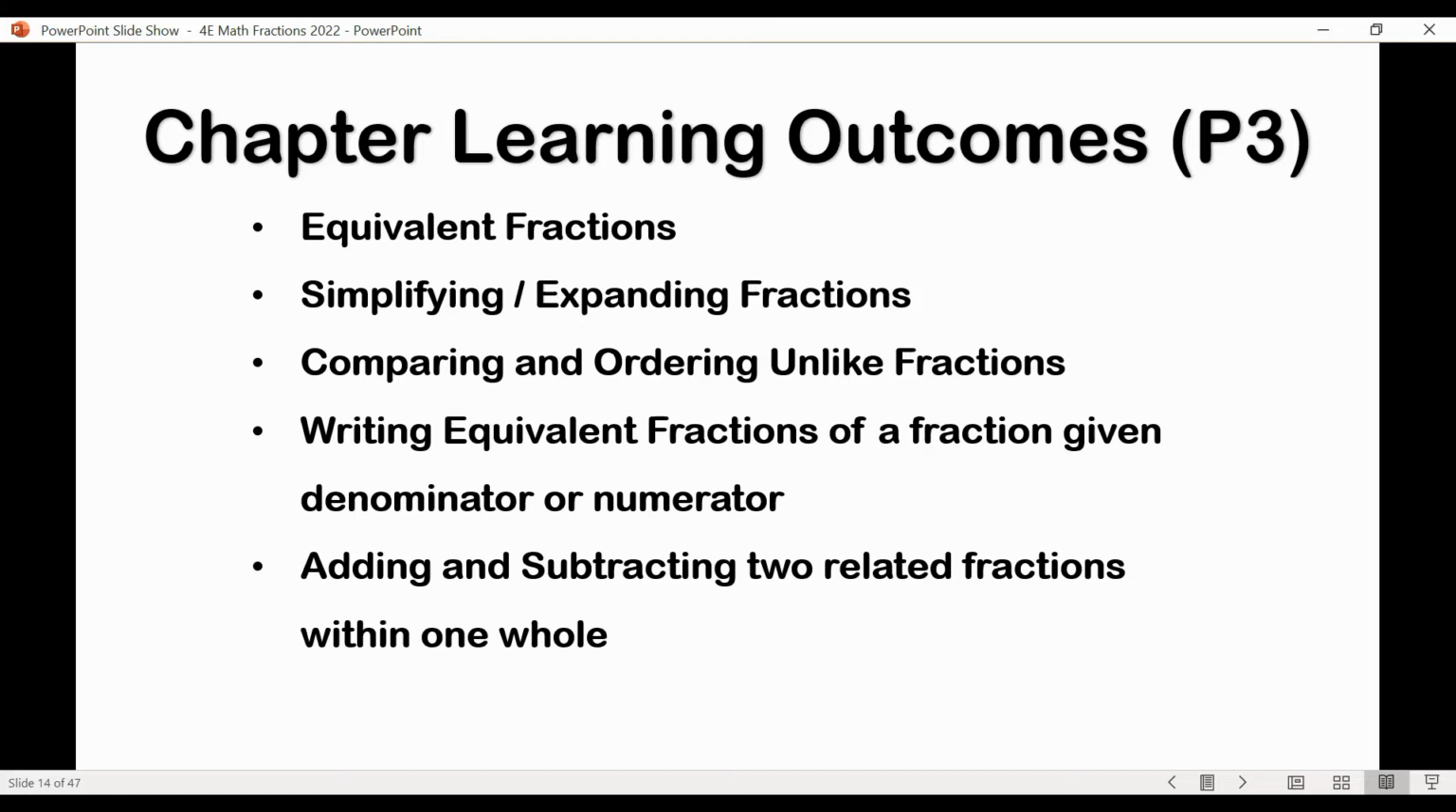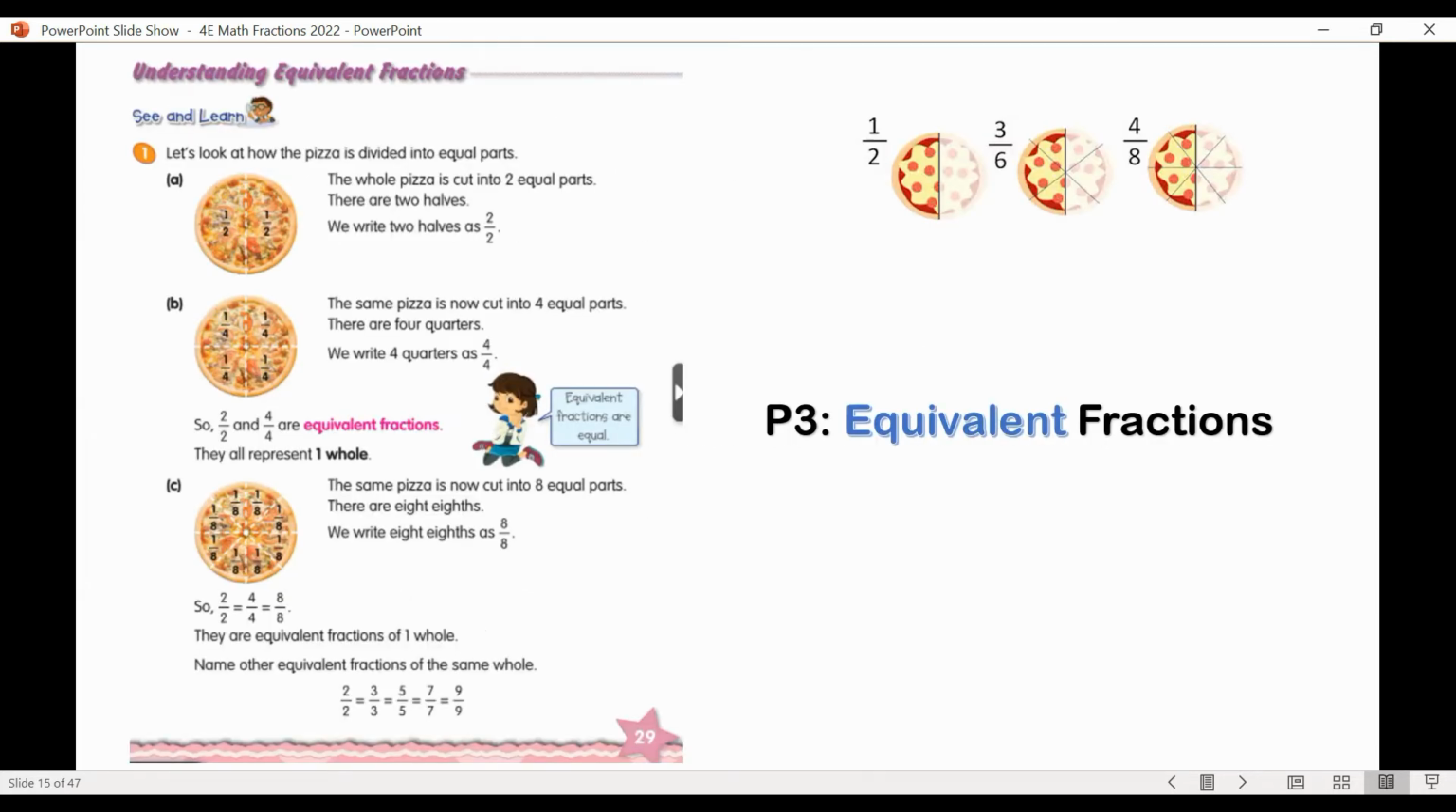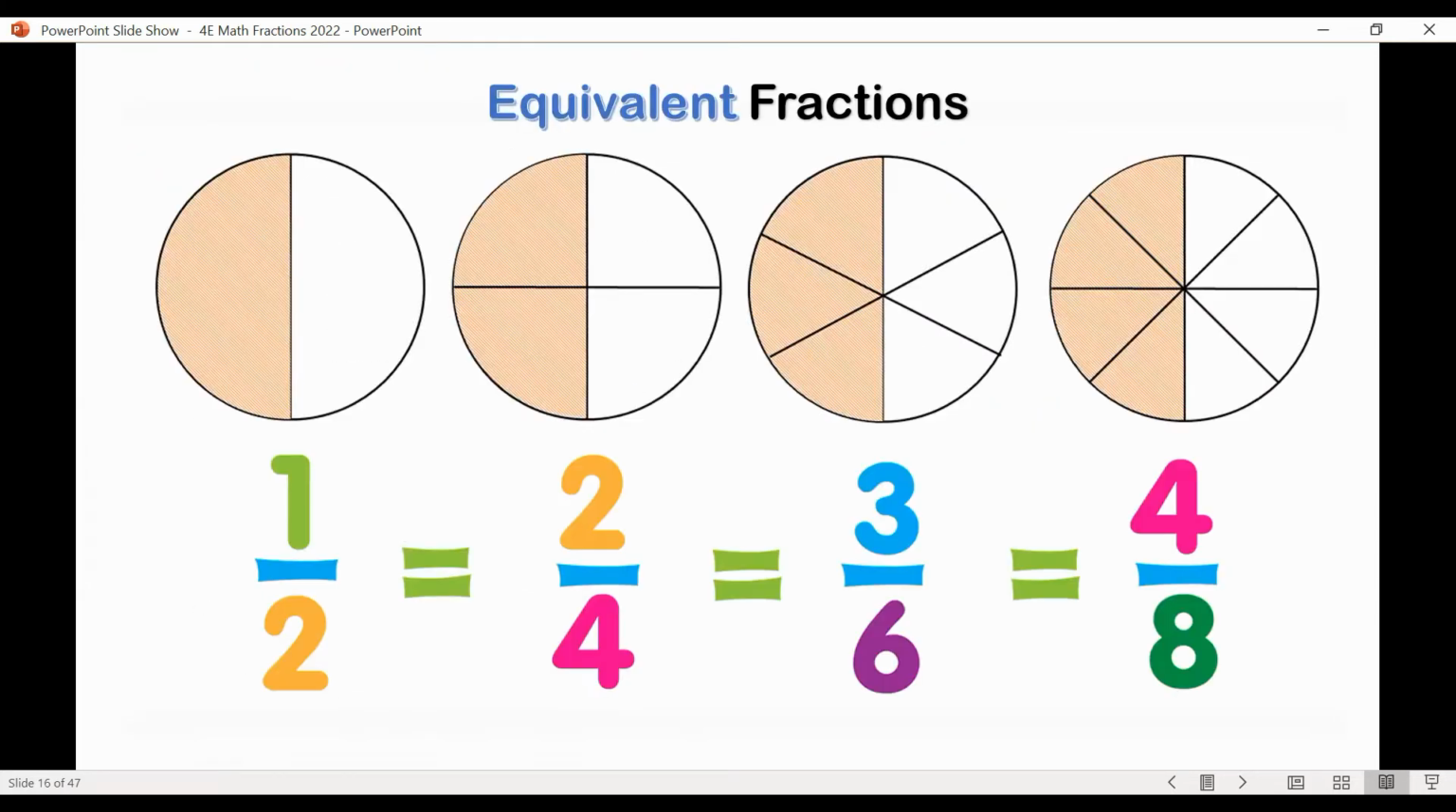Some of us remember, fresh from primary 3, the term equivalent fractions. There are skills of simplifying and expanding, comparing and ordering, writing equivalent fractions of a fraction given denominator or numerator only, and then adding and subtracting. So this was primary 3. At primary 3, we will look at something like this. Does this look familiar? Okay, it has to. If you're not so sure, time to look back.